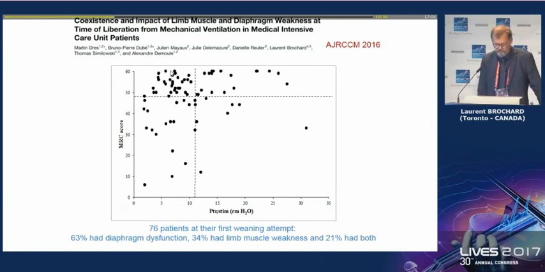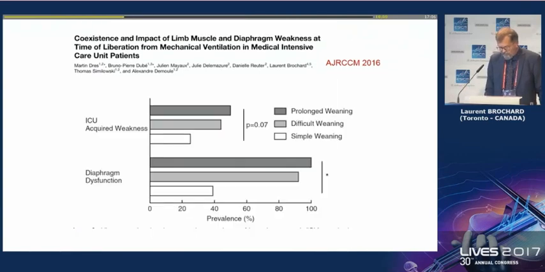And the first result is that 63% have diaphragm weakness. 63%, that's enormous. And that's much more frequent than limb muscle weakness. So the two are not related. There may be some overlap, but it's not the polyneuropathy we see in the ICU. And why is it important? Well, it's important because it has an enormous influence on the weaning outcome.